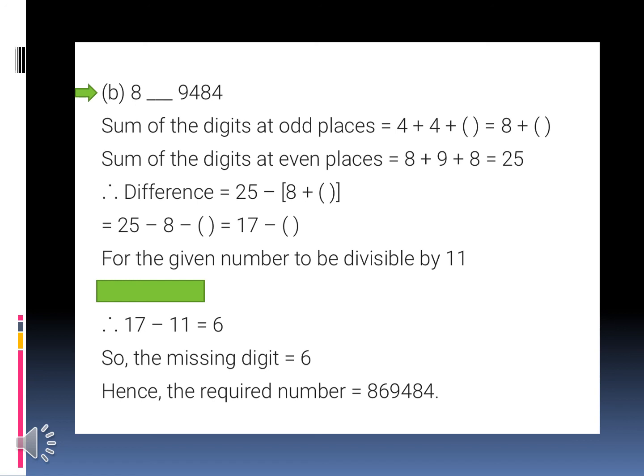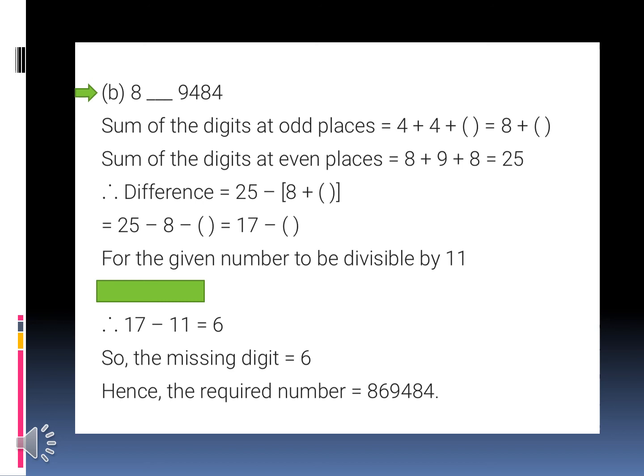If we make the difference 0, then 17 minus something is equal to 0. Think of a number which can be subtracted from 17 to make it 0. It will be 17 minus 17, right? 17 minus 17 is 0. But 17 is a 2-digit number. We cannot use this, right? So this case is not true, because 17 is a 2-digit number and we have to insert only 1 digit here. So this case is gone.